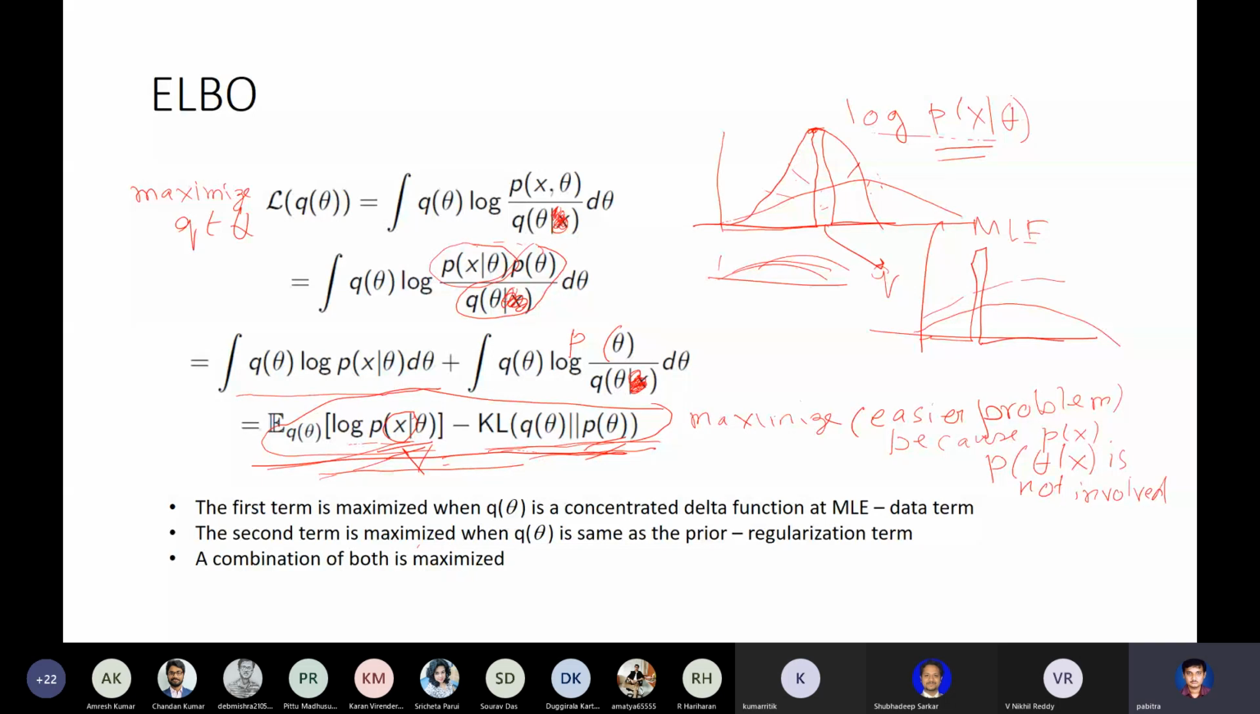It works when there are some restrictions on script Q. Script Q is of a particular type, called the mean field assumption about Q. It's very similar to naive Bayes. If that holds, then this coordinate ascent method works for maximizing the ELBO. Okay, we'll study that in the next class.